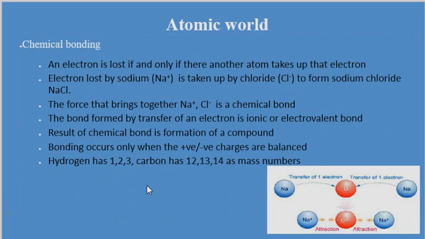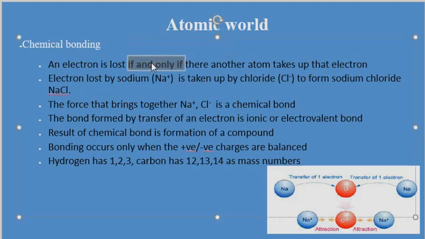Okay. Now let us look at chemical bonding, how the bonding happens. Now how do two atoms or elements bond? An electron is lost if and only if there is another atom to take up that electron. You cannot just throw the electron in the dustbin. There should be another atom which is willing to take that electron. If and only if is very important, or else the cation and anion will not happen.